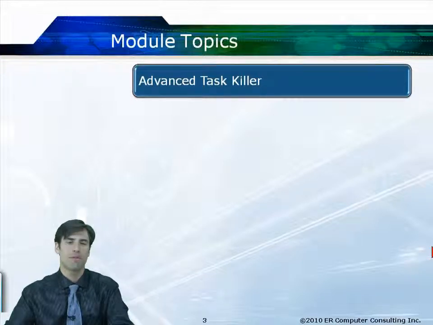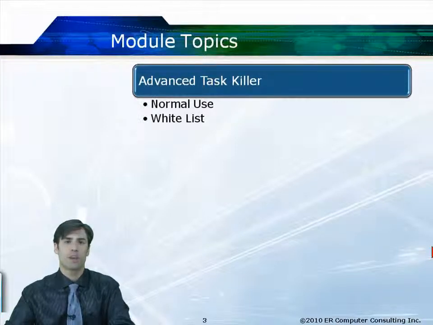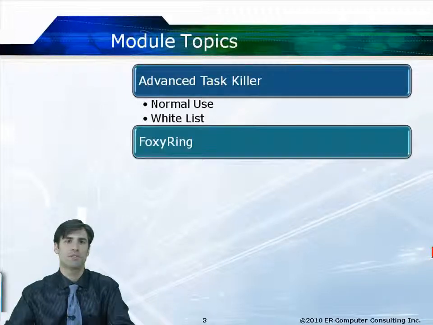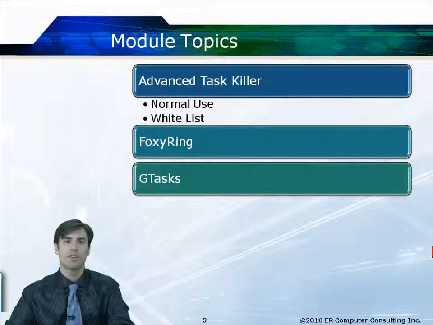It allows you to do some of the memory management that you won't see until you get Gingerbread on your phone, which might not be ever for some of you guys, and it might be really soon, just around the corner on some of the newer models. We're going to talk about how to use the normal use and how to use the whitelist on it. We're also going to be talking about FoxyRing and some of its uses, how to set sleeping hours and how to set emergency contacts.